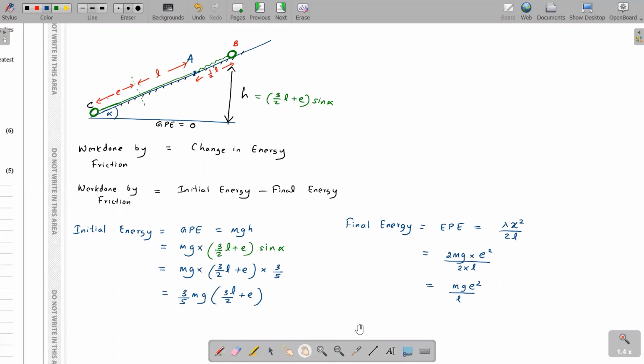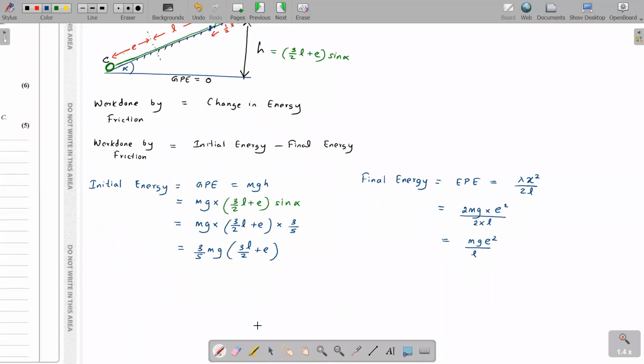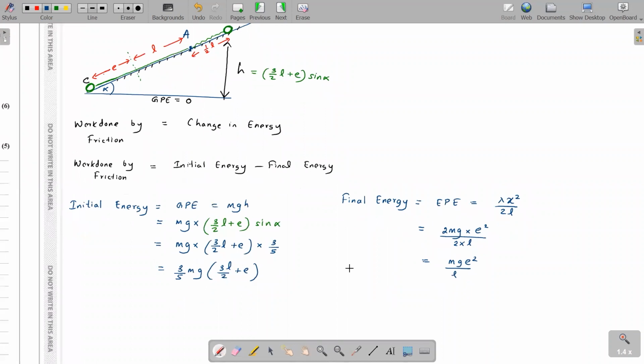Then let's apply the equation. Before that, we'll find the work done by friction also. So what is the work done by friction?